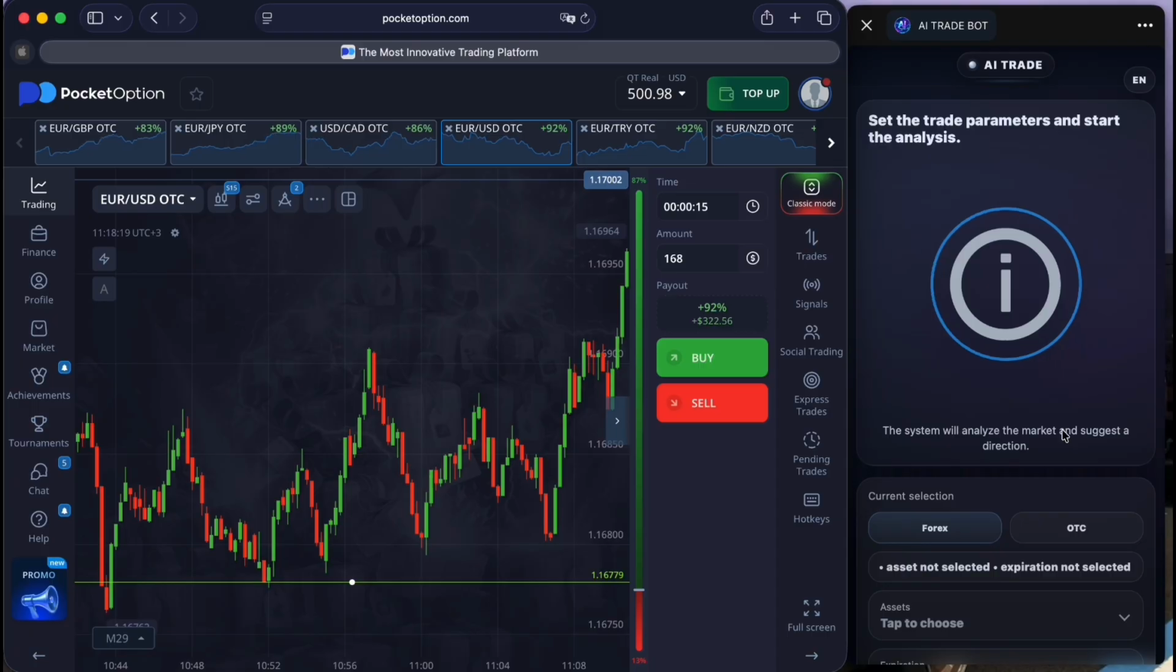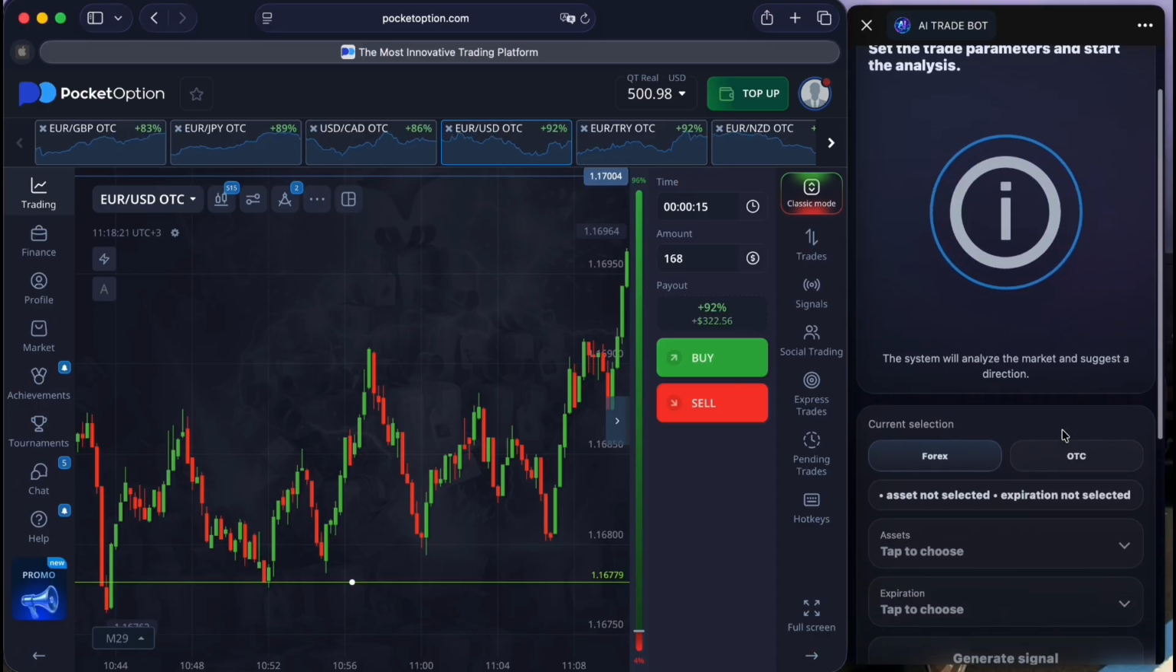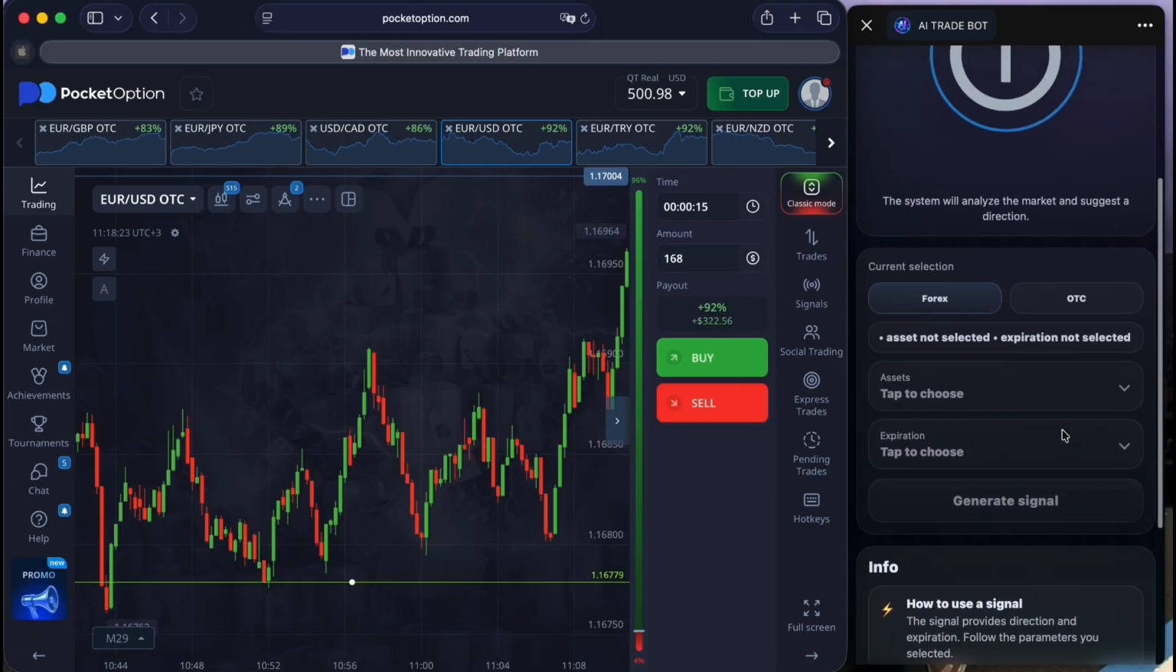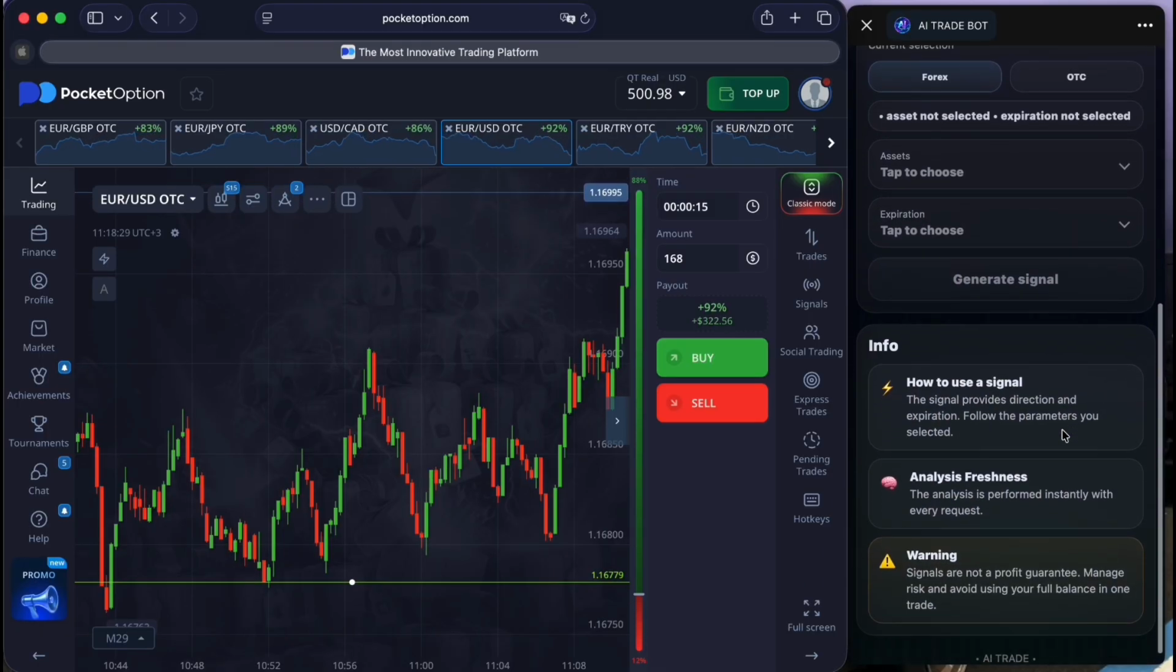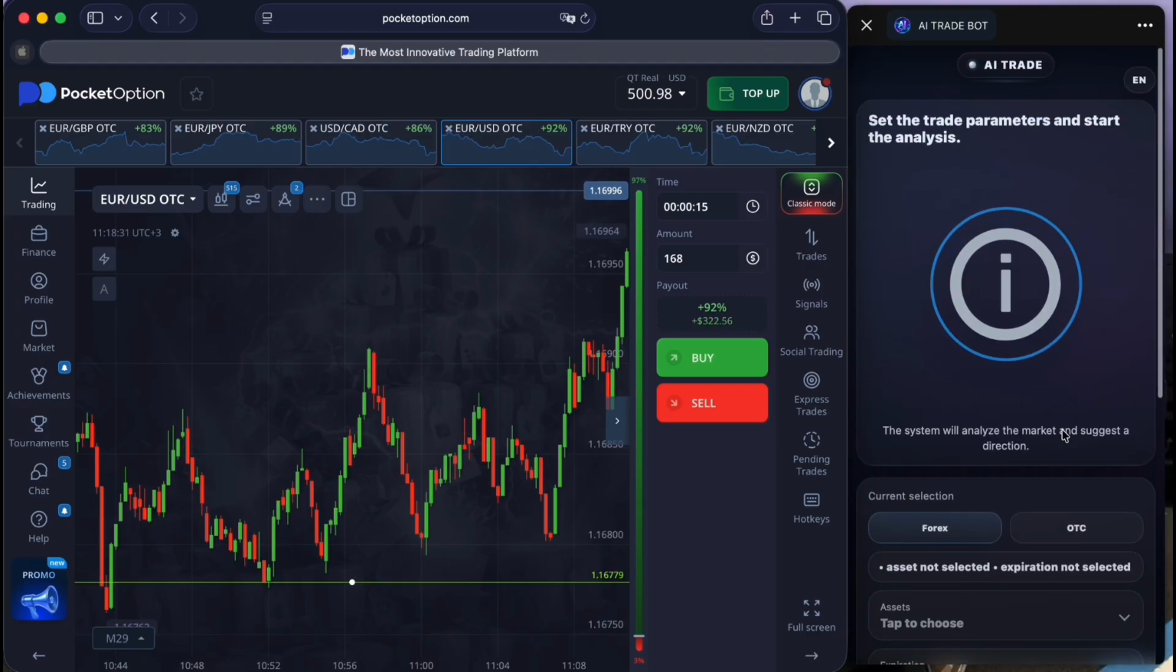I'll show you, using my own example, how I consistently make money on this broker and double-check my technical analysis with AI. This bot is completely free, and all the info about it is in the Telegram channel linked in the description. Now let's move on to setting up this tool.